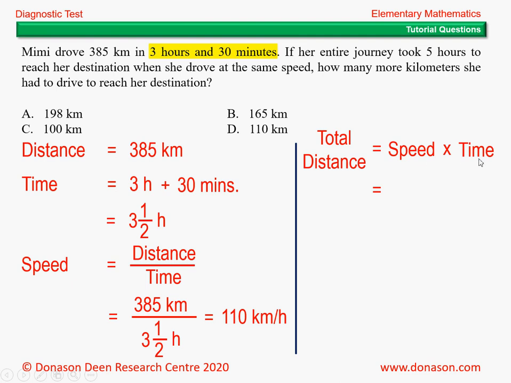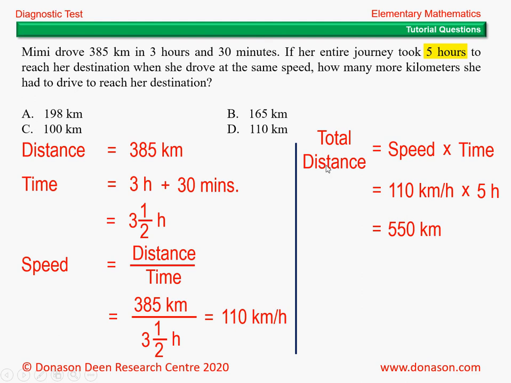So of course, to do that, we got to take the speed and multiply that by the time. So her speed is 110 kilometers per hour, because the question says the same speed, and the duration for which she has been traveling is 5 hours. Okay, so we're going to multiply that by 5, and therefore she has traveled a total distance of 550 kilometers.